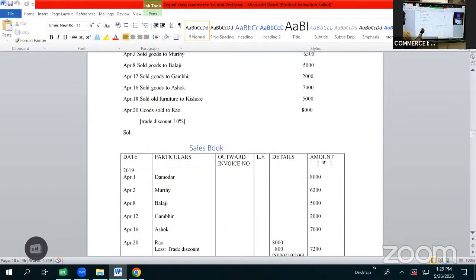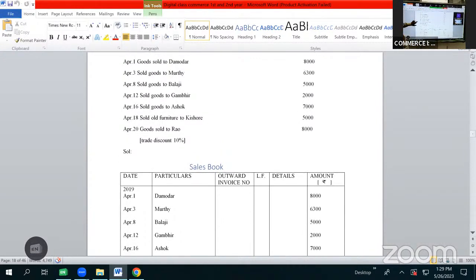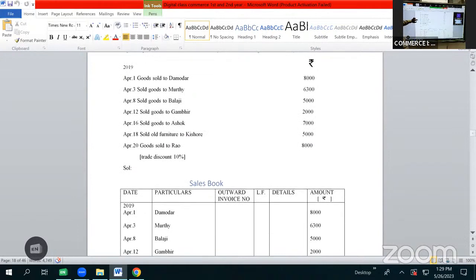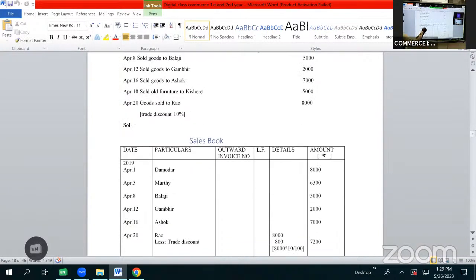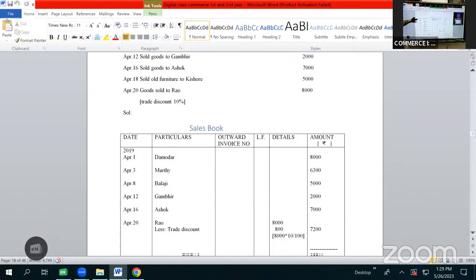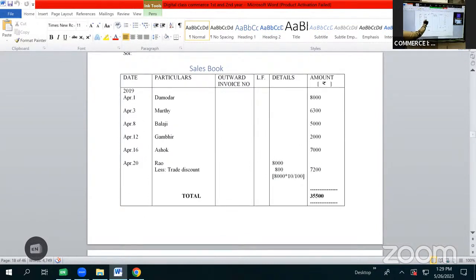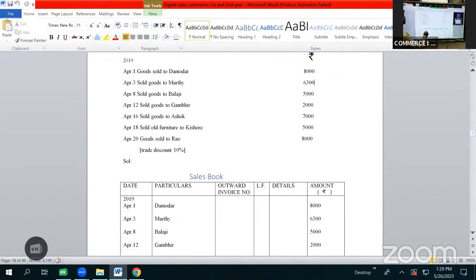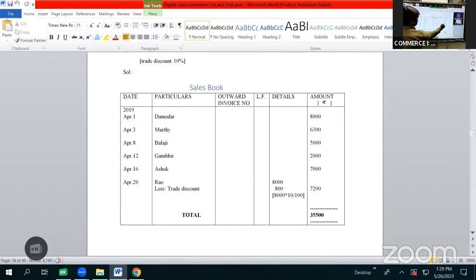The heading will be taken as sales book. The format for sales book is date, particulars, outward invoice number, LF, which stands for ledger folio, details, amount rupees. The first transaction is given on April 1 as goods sold to Damodar 8,000 rupees. So this will be shown as 2019 April 1, Damodar 8,000 rupees. Then we have a transaction on April 3 as sold goods to Murthy 6,300. This will be shown on April 3 as Murthy 6,300. Then we have a transaction on April 8, sold goods to Balaji 5,000. This will be shown as April 8, Balaji 5,000.